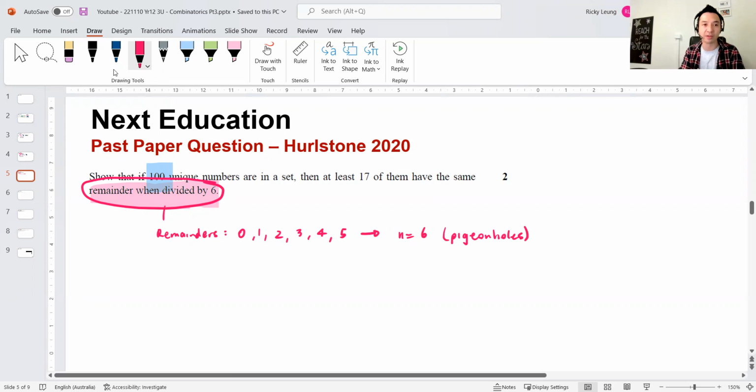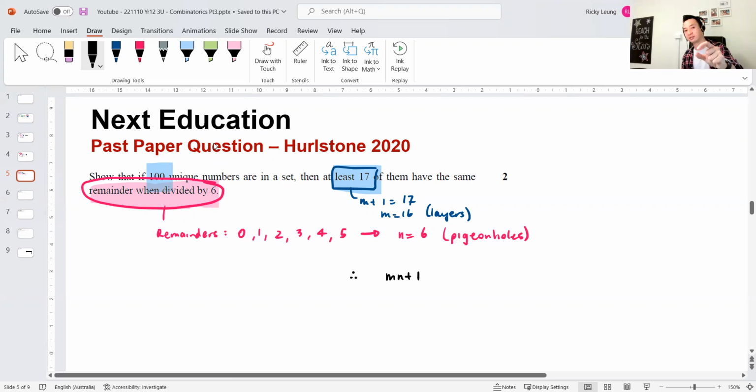And then, like the other questions, at least 17 of them have the same remainder, guys. So what that means is that there's 16 layers. So M plus 1 is 17, M equals 16 are the number of layers that I need to sort of allocate into all the pigeonholes. And by that, I can say therefore Mn plus 1 will give me the minimum number I need to get at least 17 to have the same remainder. So let's see. 16 times 6 plus 1. Now, if this number is equal to 100, I'm sweet. But even if it's less than 100, then 100 would definitely get me at least 17.